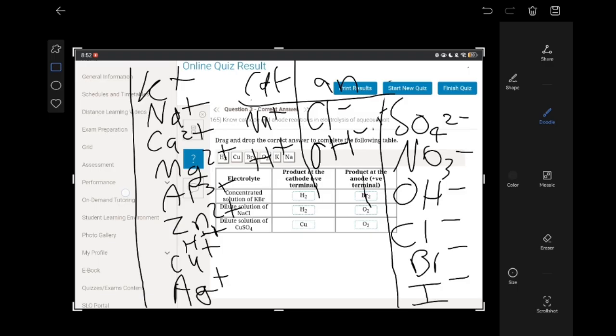What's always going to be picked if it's diluted is OH minus. Even if you go to the list and Cl is lower, you're always going to pick OH minus. For this one, it's not the same for H plus. The only reason we picked H plus is because it's lower.